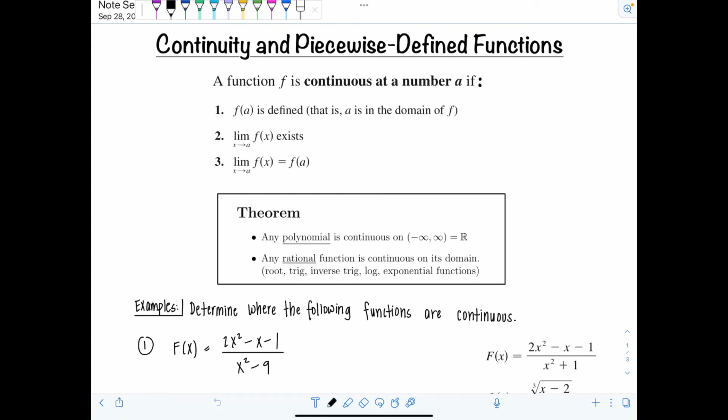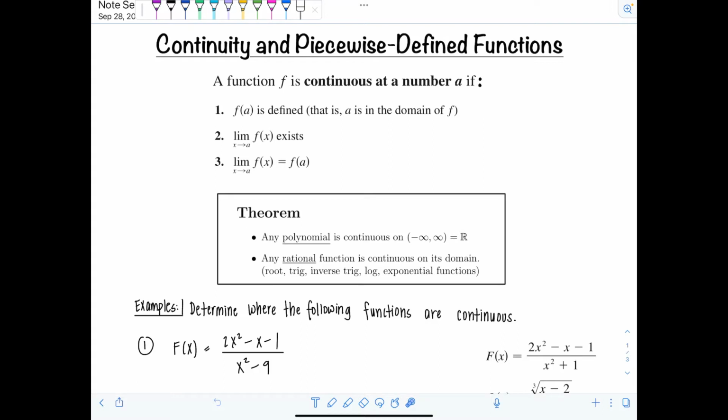In this video, we're going to talk about continuity and specifically how it relates to determining the continuity of piecewise defined functions. So just as a little refresher, I want you to think back to our three-part definition for determining if a function is continuous at a number a. Remember, there's three conditions that need to be satisfied.